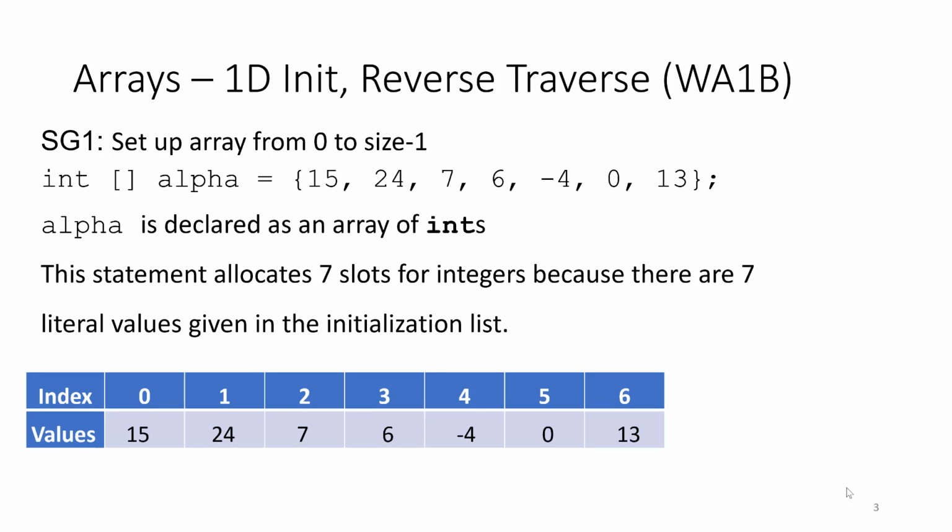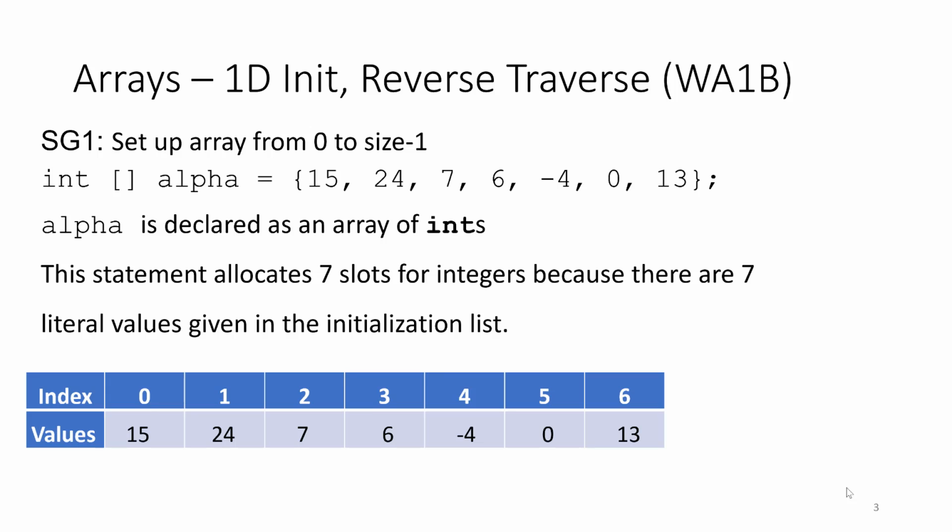We have int[] alpha is equal to open curly brace followed by a series of numbers separated by commas, close curly brace, semicolon. The system is smart enough to know that these are the values that you want to put into the array, and it will allocate the appropriate size for that array. So alpha is an array of integers, being that the values inside the curly braces are all integer values. The statement will allocate 7 slots because there are 7 literal values given in that initialization list.